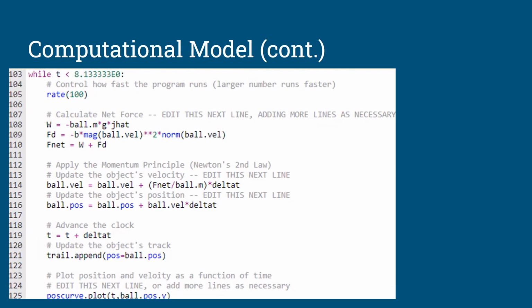Here's some more of the code. This is the second while loop. Line 103 is the time until the Slinky reaches the ground. Line 108 is the gravitational force. Line 109 is the drag force, and then lines 114 and 116 are the velocity and position updates again.